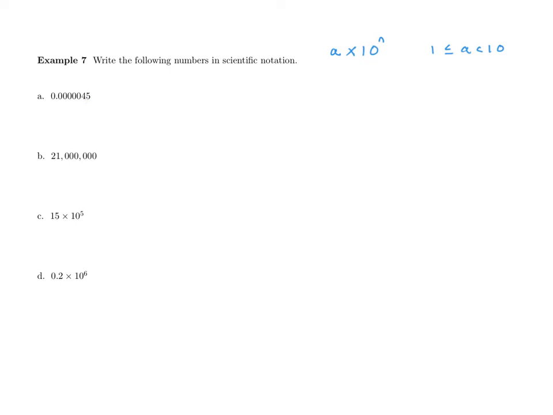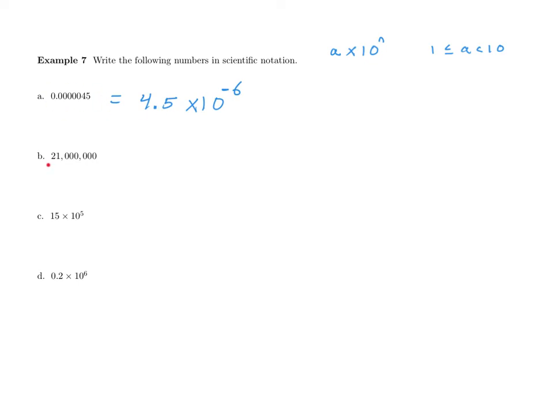How many times does it move? 1, 2, 3, 4, 5, 6 times. There's 5 zeros, and we have to go one more time. So this answer is 4.5 times 10 to the power of, we move the decimal point 6 times. Is it positive 6 or is it negative 6? The answer is, it is negative 6, and that's because we're going to a smaller number.